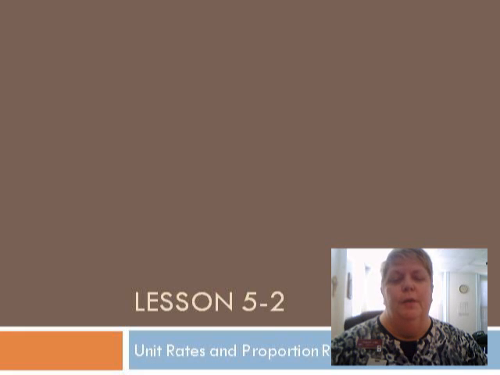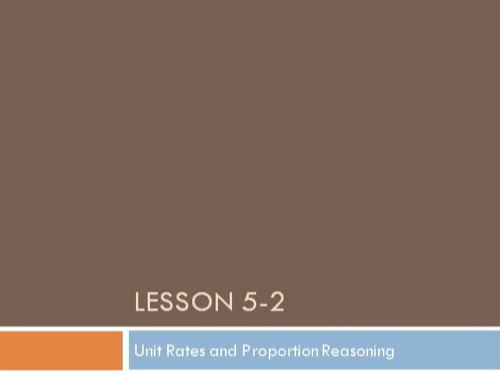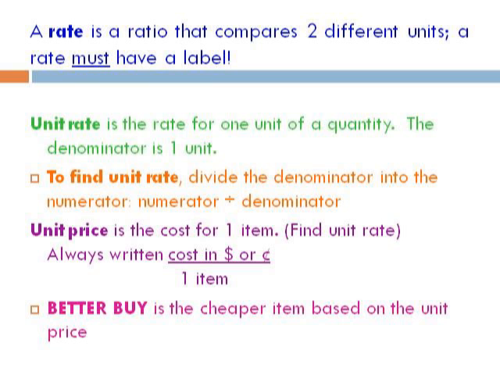All right, in lesson 2, we're going to talk about unit rates and proportions. So first you need to know what a rate is. A rate is a ratio that compares two different units, and a rate has to have a label. So if we're looking for a unit rate, it's the rate for just one unit of a quantity. So in other words, its denominator, or its second number of the ratio, is going to be 1.